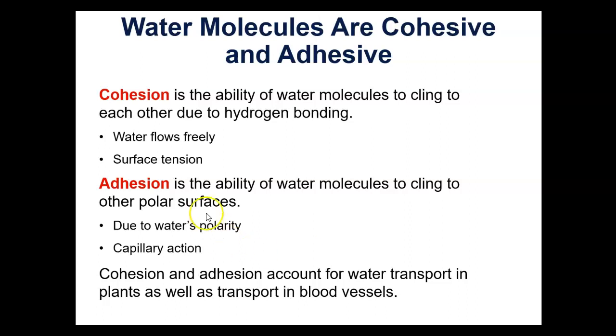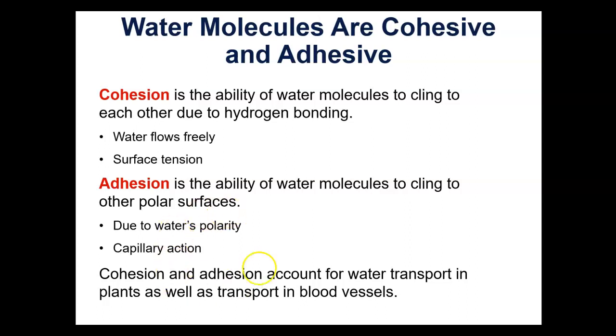So another property that water has is cohesion. That's the ability of water molecules to cling to each other. It leads to surface tension. And you see surface tension when you see certain insects that can walk across the surface of the water. Adhesion is the ability of water molecules to cling to other polar surfaces, and this creates capillary action. This allows water to move from the roots of the tallest trees in the world all the way up to the tip-top branches, to the very top leaves of the tree.